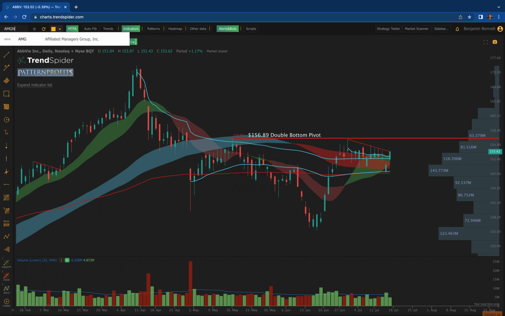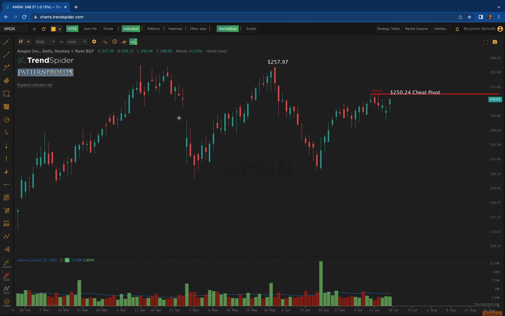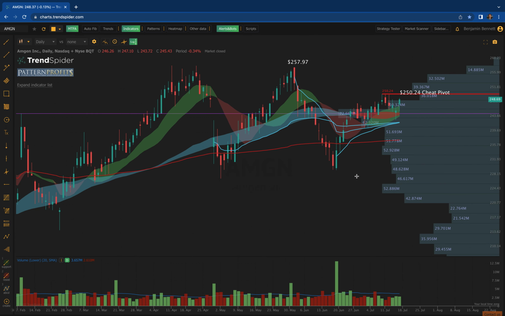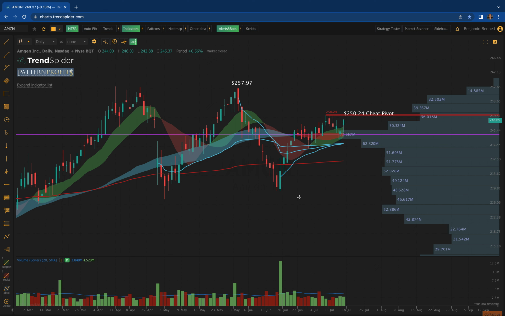A lot of the setups that I'm finding this weekend are in the biotech group. This one is Amgen, AMGN. You've got a little cheat pivot here, 250.24. This kind of double bottom look consolidation. That right side didn't shake out below the left, but we saw volume really pick up through that right side.